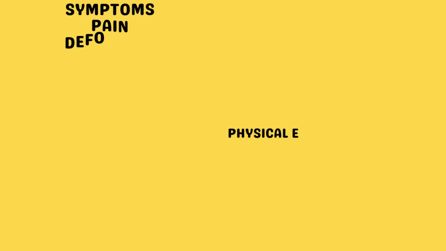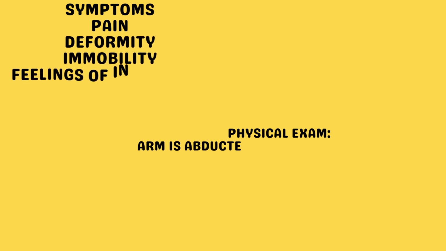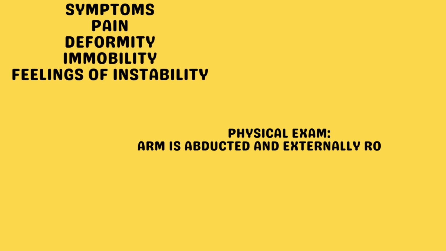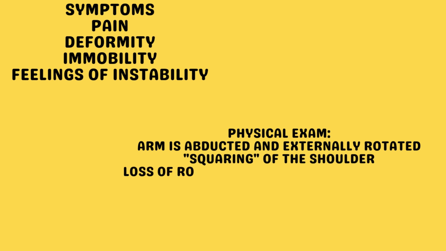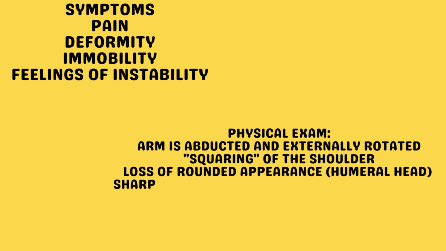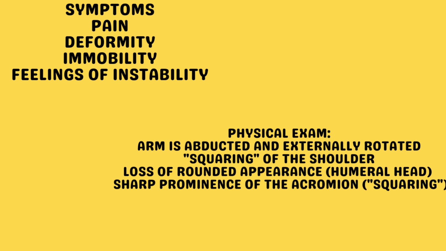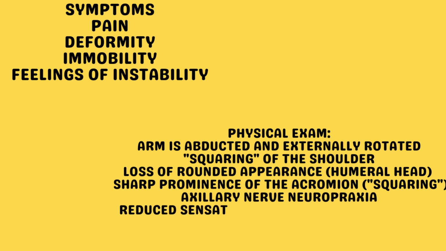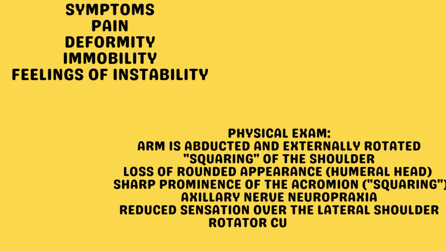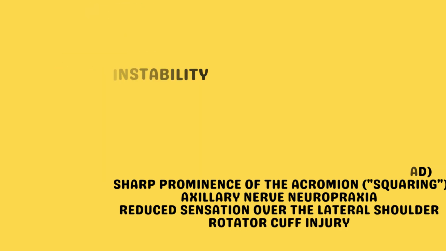What are the signs and symptoms of anterior shoulder dislocation? The pain, the deformity, immobility, feelings of instability. And the physical examination will reveal the arm is abducted and externally rotated, with squaring of the shoulder. This means the loss of rounded appearance of the humeral head and the sharp prominence of the acromion, that is the squaring. Axillary nerve neurapraxia, which means reduced sensation over the lateral shoulder, and rotator cuff injury.